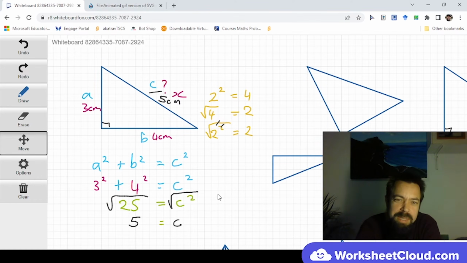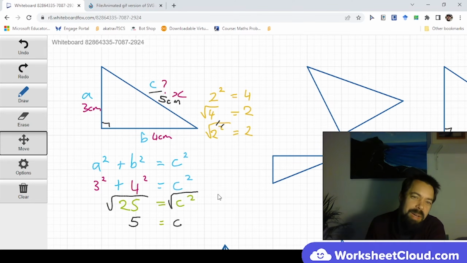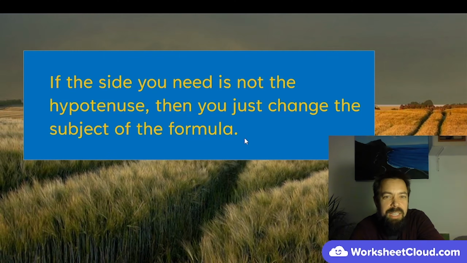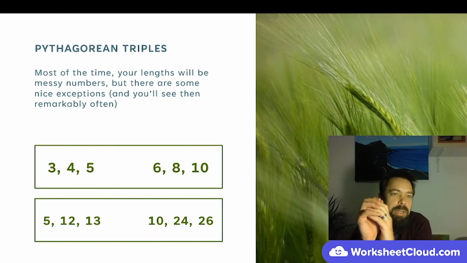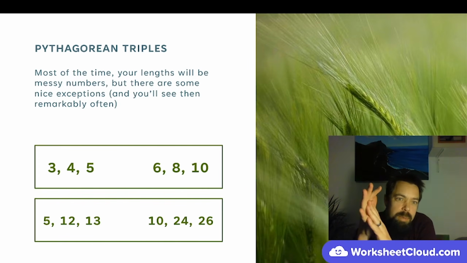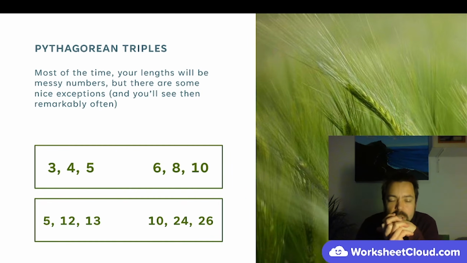But unfortunately, or fortunately, most of the time when you're doing maths, there are very few numbers that end up as integers when you're looking at Pythagoras. In fact, there are scantily few. I'm going to quickly jump back to the slides and take a quick look at those. They are specifically called Pythagorean triples. So most of the time, your lengths will end up as messy numbers, and by that I mean not integers. They'll end up as like 5 comma and a long string of decimals, or 8 comma and more decimals.